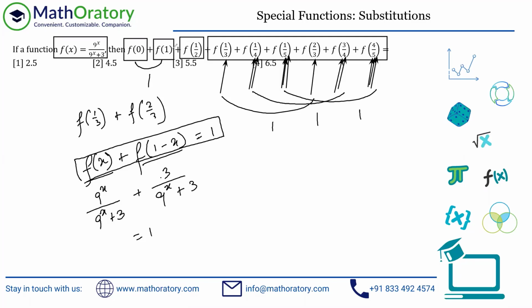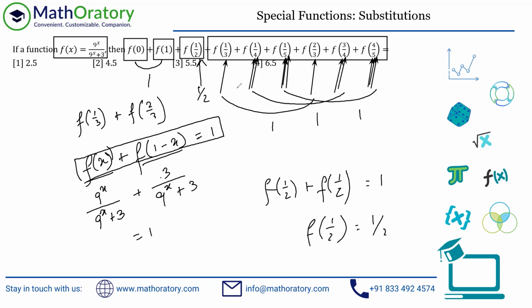Now, f of half, again, you can figure it out. Or what you see is, if I put x equal to half, then this is also half, right? So what you now have is f of half plus f of half is 1, which is implying that f of half should be half. So this thing is half. So effectively what you have is 4 ones and a half. So that should add up to a total of 4.5. So our answer should be option 2, that is 4.5.